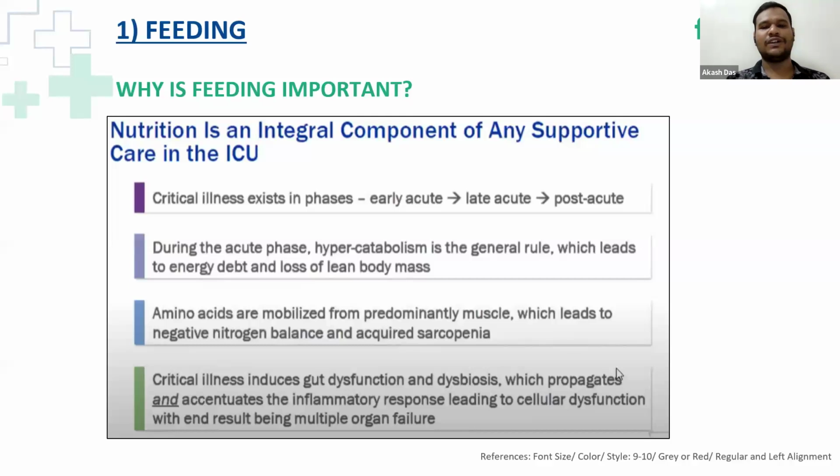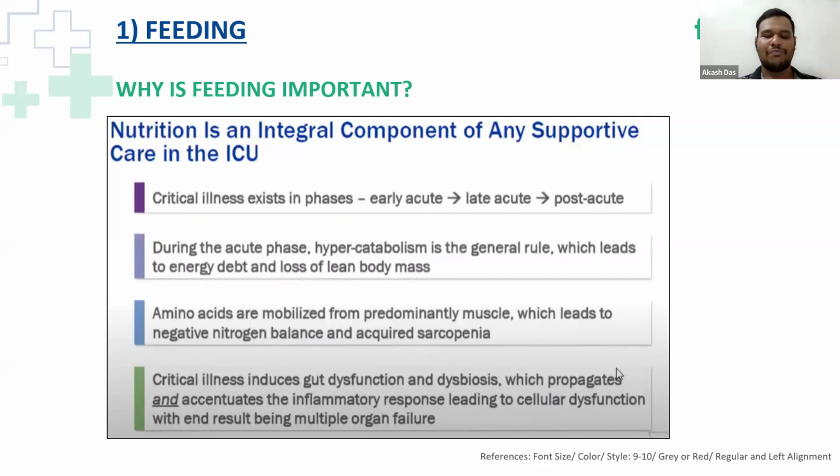So the first element is feeding. Why is feeding important in any critically ill patient? Because critically ill patients' illness exists in three phases: the early, the late, and the post-acute phases. First, we'll talk about the acute phase.